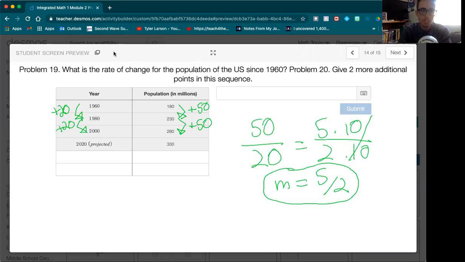Getting 2 more additional points. If we add 20 to 2020, that's the year 2040 coming down the road, and also 2060. If I just keep adding 50 here, 330 plus 50 gets you 380. And then finally 430. Great time to finish the work day.